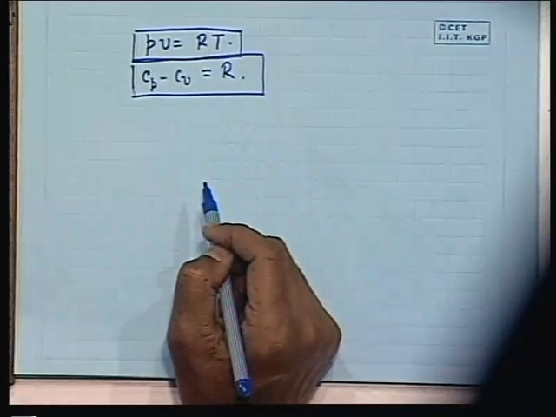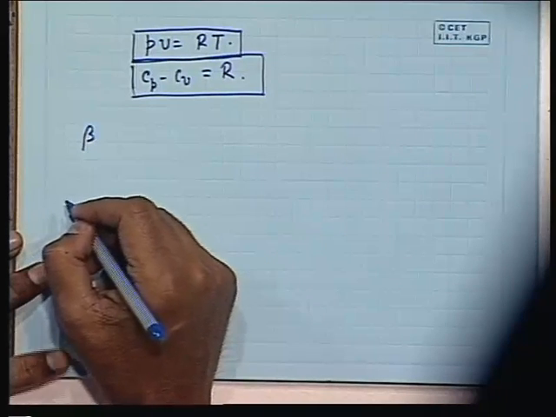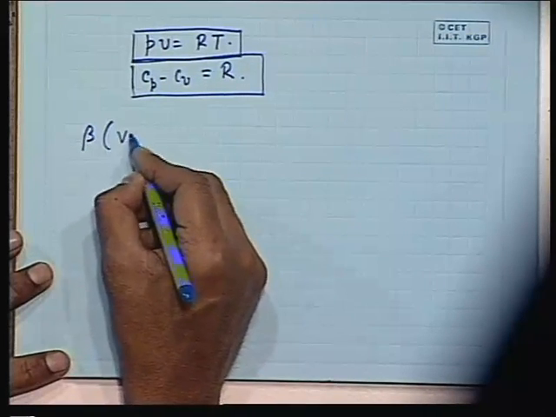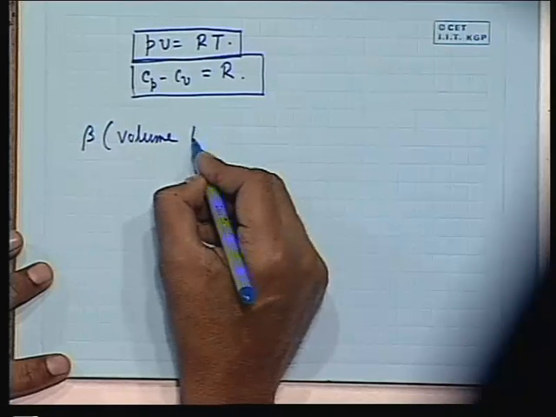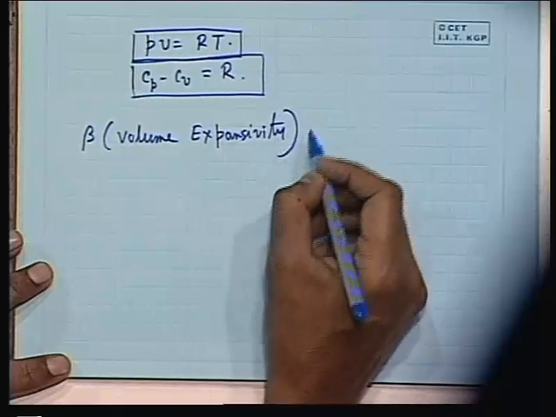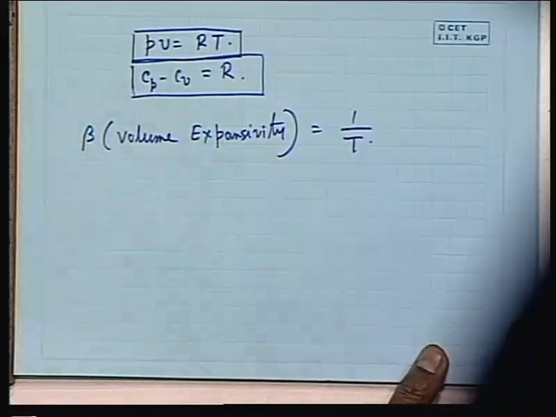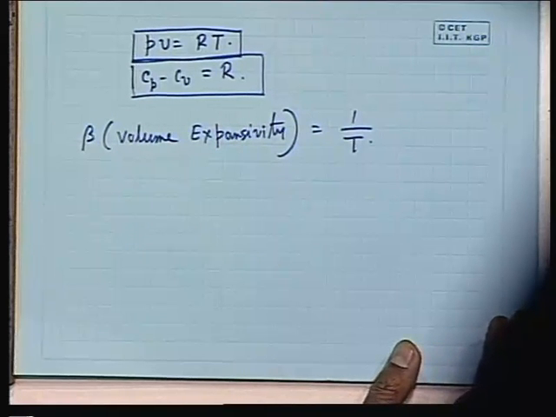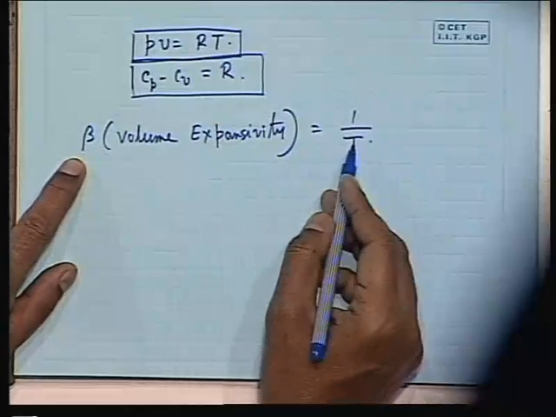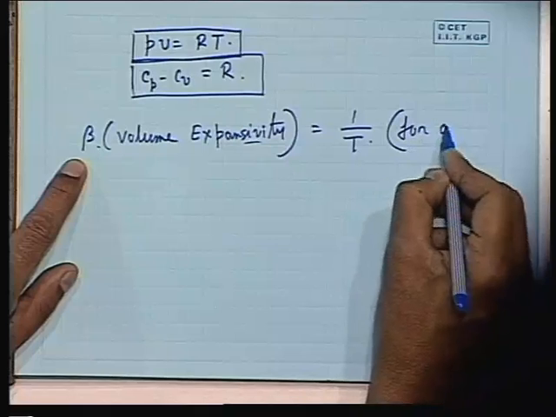Now, I will tell you another important relationship for an ideal gas, which is often used in heat transfer studies. Beta, which I defined earlier, is the volume expansivity or volume expansion coefficient. When you study heat transfer, your teacher will tell you that beta for an ideal gas is 1 by T. In free convection studies in heat transfer, we always encounter this parameter, volume expansivity, which is 1 by T for ideal gases. Do not consider that this is a definition.